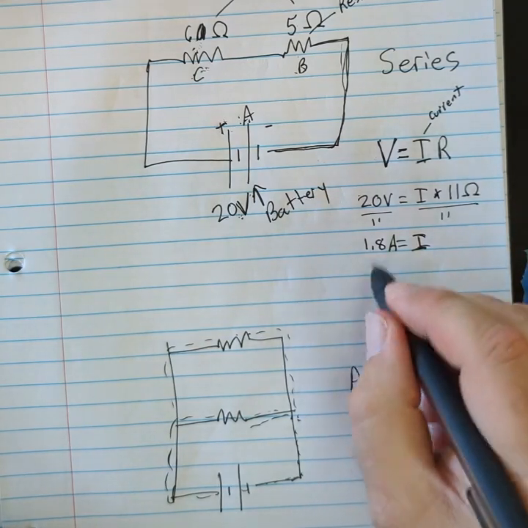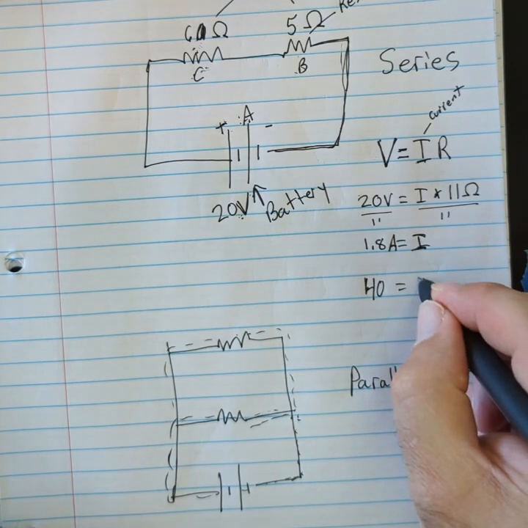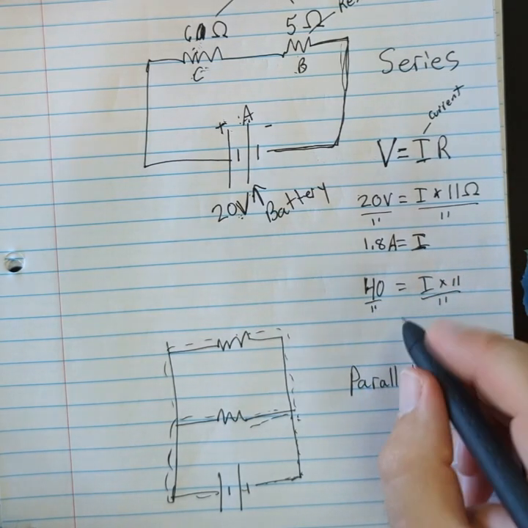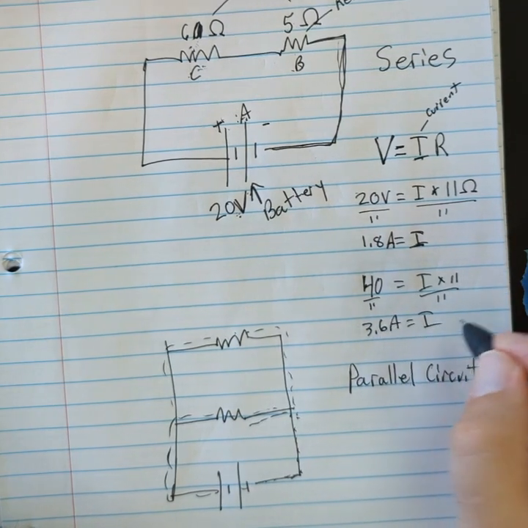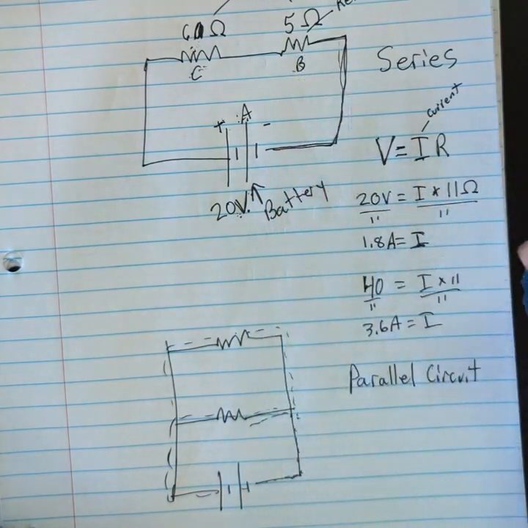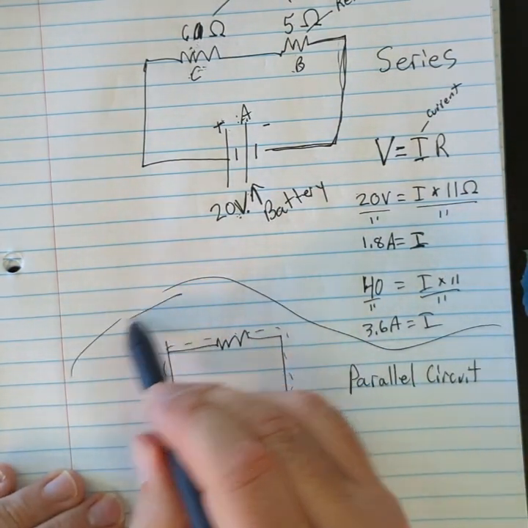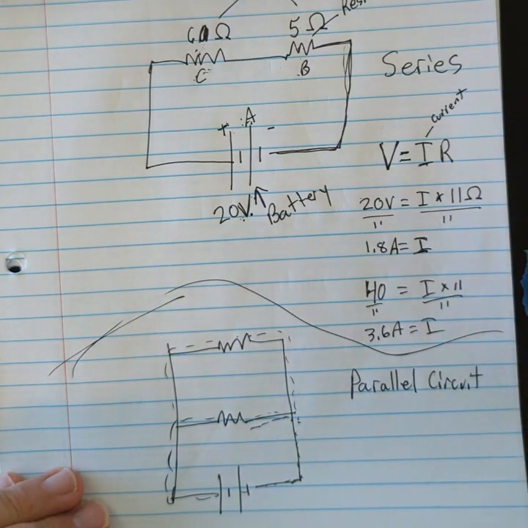All right. Now, if we double the voltage, then we're going to say 40 equals I times 11. We, again, divide both sides by 11, and this time we get 3.6 amps of current. So if you double the voltage in a series circuit, you get double the current. Okay? Parallel circuits are a little trickier. I don't think you'll have any questions about those, but if you do, I'll cover it in an upcoming video.